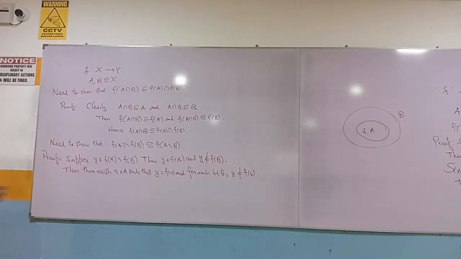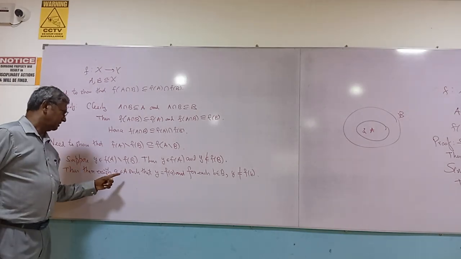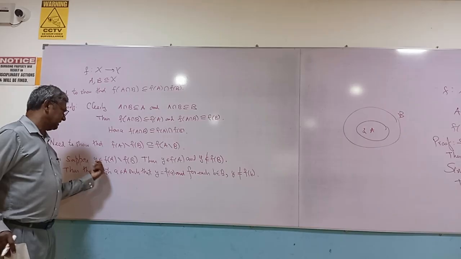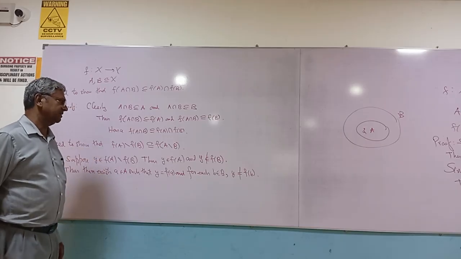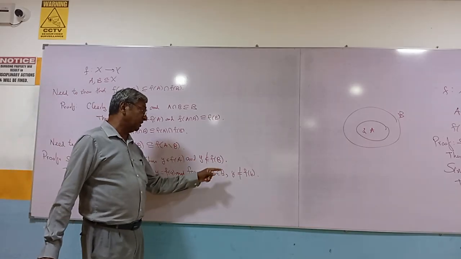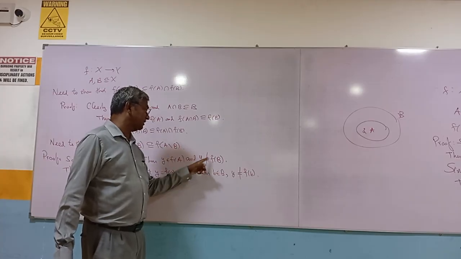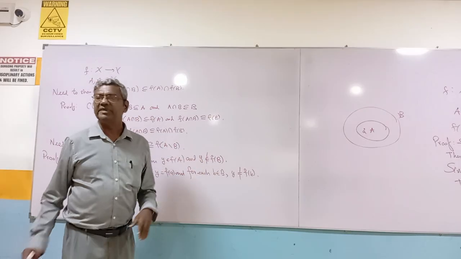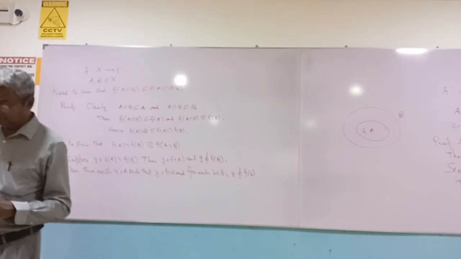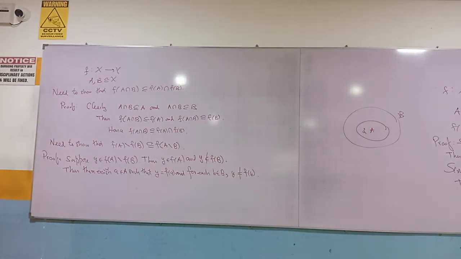Since y belongs to f(A), there is a little a in capital A such that y equals f(a), but y doesn't belong to f(B), that means no matter which b you choose from capital B, y is not equal to f(b). Still I wrote only one b.